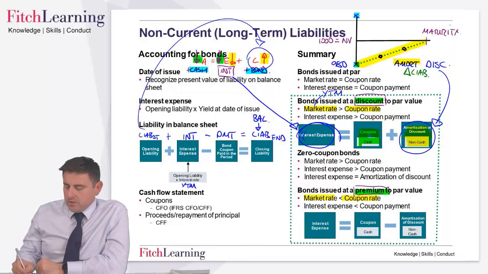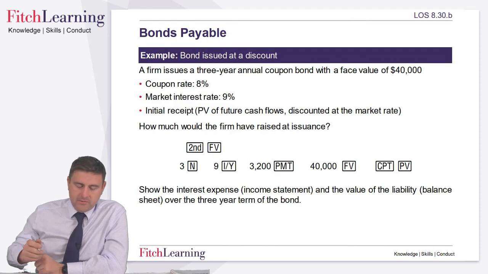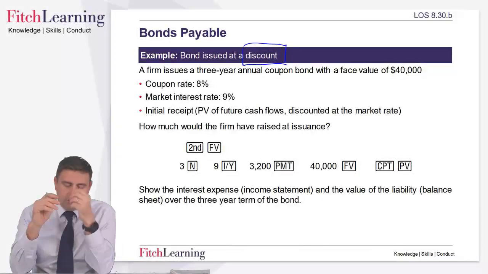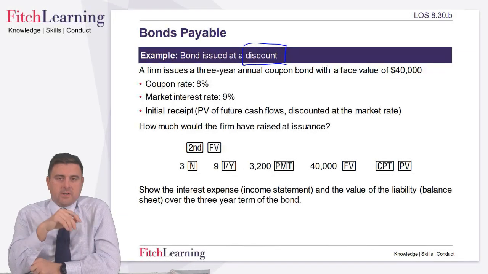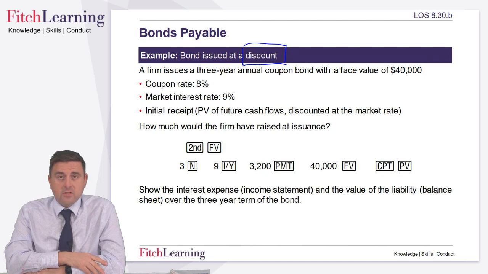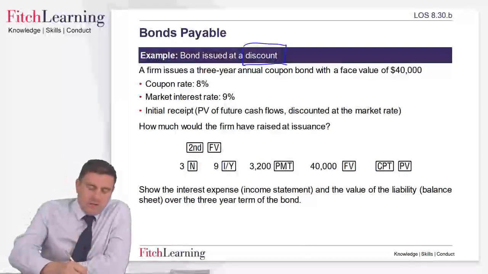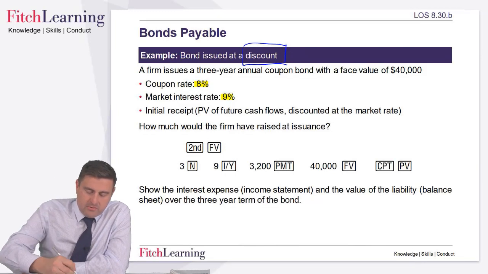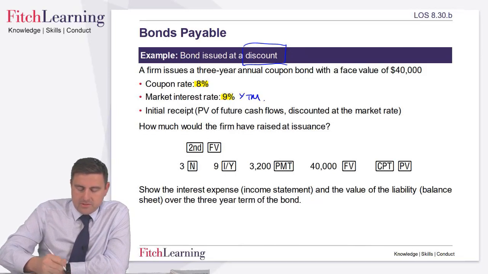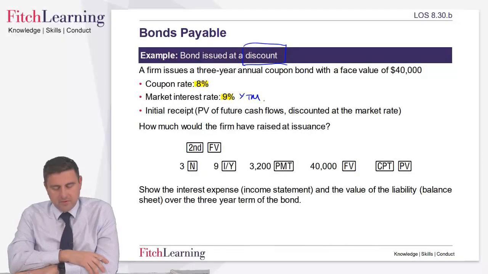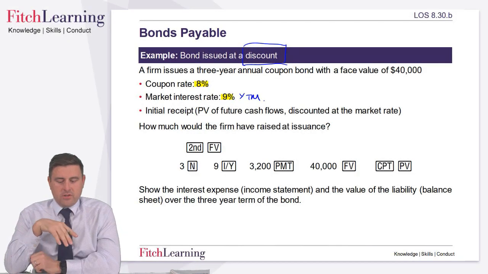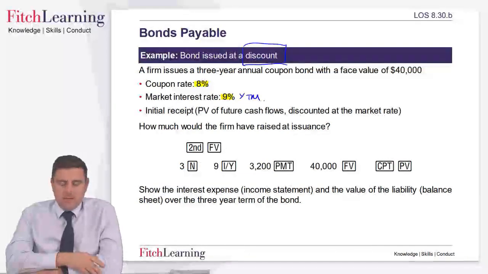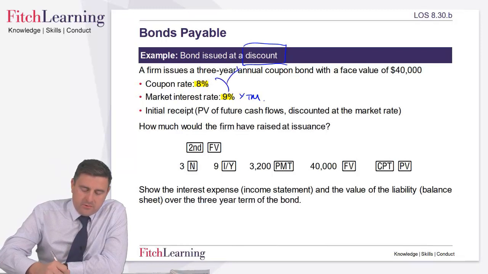Now, to show you an example very quickly, we've taken a little example from our slide pack, which is a bond issued at a discount. The first thing we should note is that it is trading at a discount, and we can pick out that the coupon rate on this bond is 8%. The market interest rate on the bond, which is the yield to maturity when the bond is issued, is 9%. So we're using historic amortized cost for bond accounting. Because the coupon rate is low and the yield is high, this will mathematically trade at a discount.